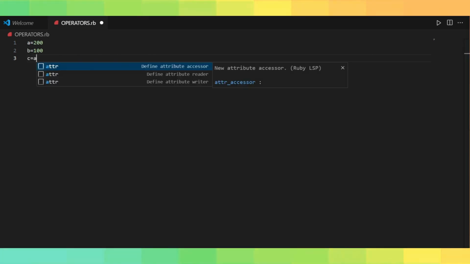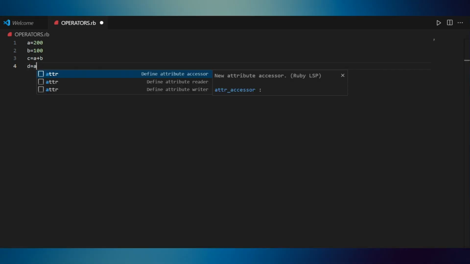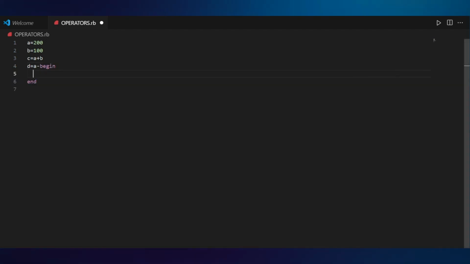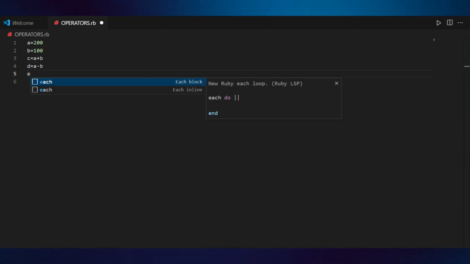Let A equals 200 and B equals 100. Let C equals A plus B. Let D equals A minus B. Let E equals A multiplied by B. Let F equals A divided by B.